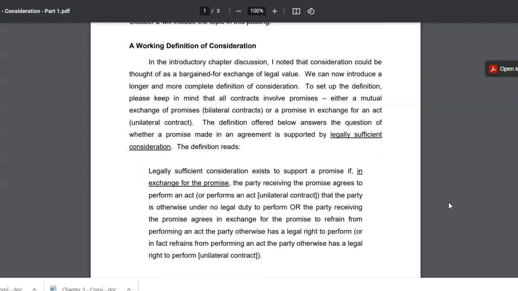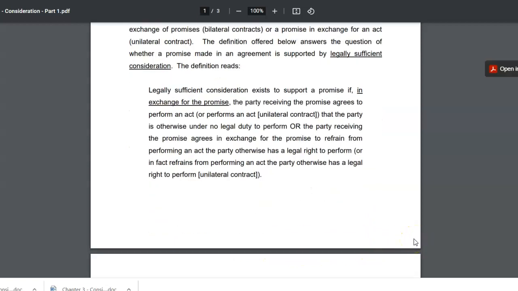If we take a look at this definition, we say that legally sufficient consideration exists to support a promise if, in exchange for the promise, and we'll see that's an important part of the definition a little bit later, the party receiving the promise agrees to perform an act, or performs an act if it's a unilateral contract, that the party is otherwise under no legal duty to perform, or the party receiving the promise agrees in exchange for the promise to refrain from performing an act the party otherwise has a legal right to perform, or if it's unilateral, in fact refrains from performing an act that the party otherwise has a legal right to perform.